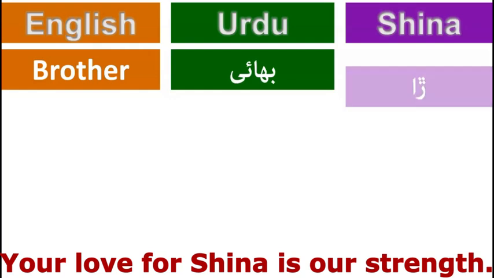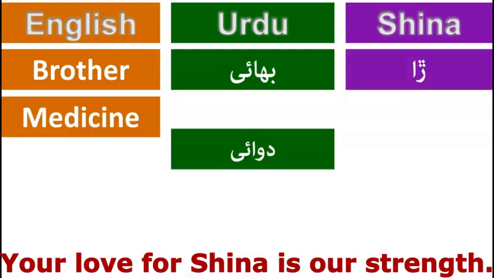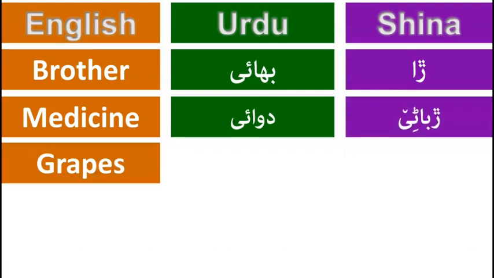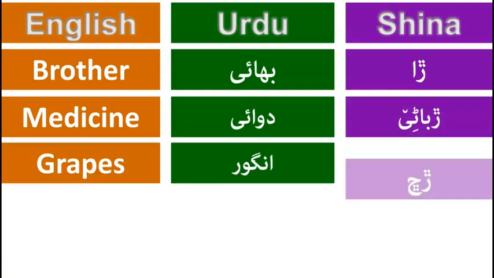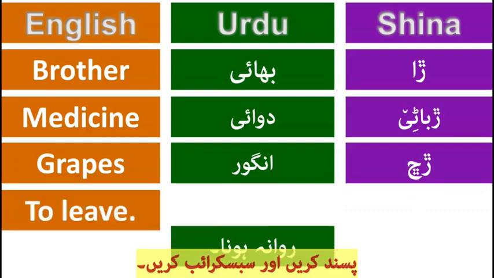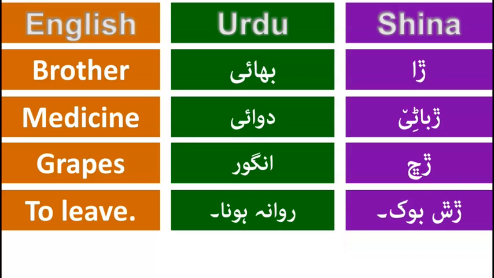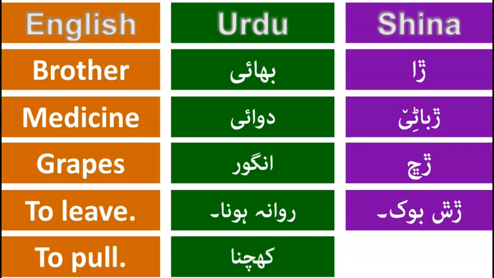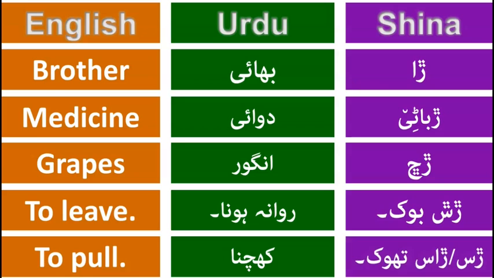Brother, bai, ra. Medicine, dawai, rabati. Grapes, angur, rat. To leave, rashthuk. To pull, rash. Rashthuk and rashthuk, both are correct. Rash is in the central Gilgiti dialect, rashthuk in the Bagroti dialect. So both are correct, but they are two different ways of saying this word in the Shina language.